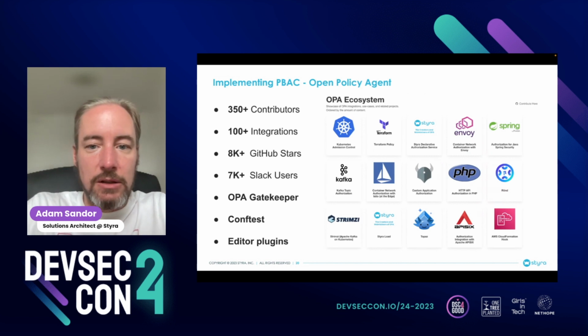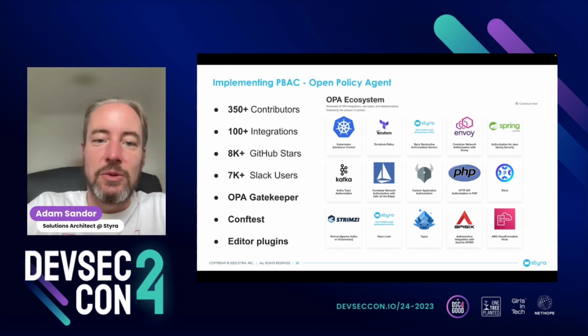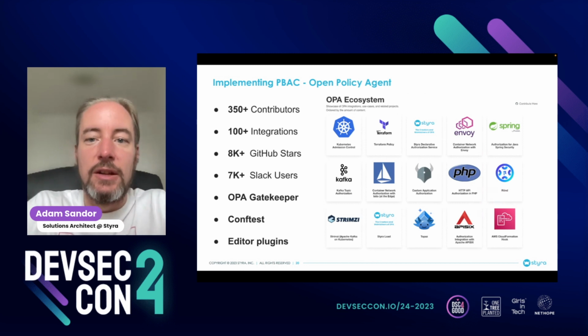So the ecosystem is pretty big already and growing. A lot of projects have integrations with the Open Policy Agent, because OPA itself cannot stop something from happening. It has to integrate with some piece of technology that it will make decisions on behalf of.